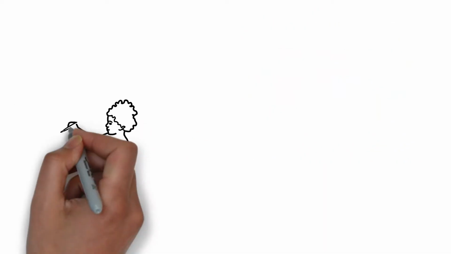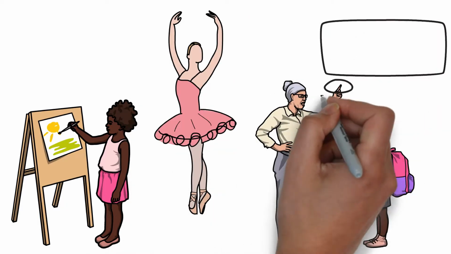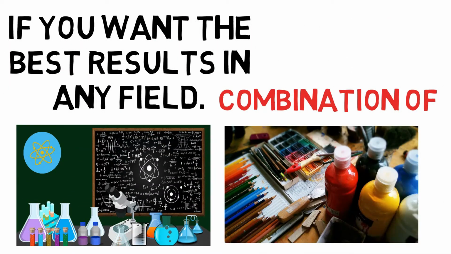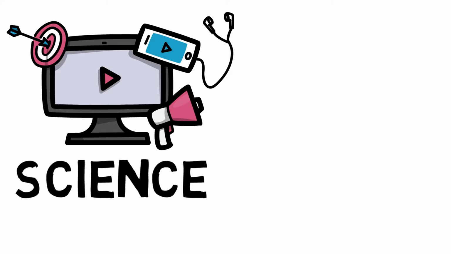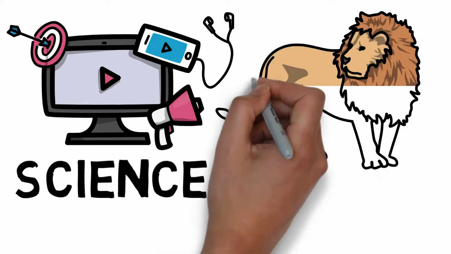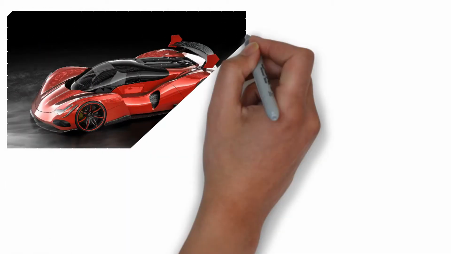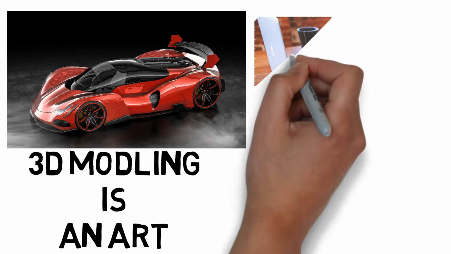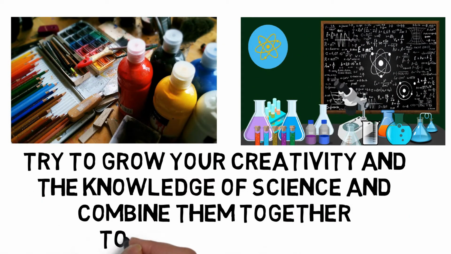If a child wants to learn drawing or dance, many parents scold their child that art is a useless thing and tell them to learn just science. Look, if you want the best result in any field, you need art and science. For example, you can watch any videos at any place you want. This is because of science. But what do you look at in videos? You look at animated things, and animation is an art. Another example is a 3D artist who makes 3D models. That is art. But the laptop or computer he is using to make 3D models is a machine made using science. So, try to grow your art and knowledge of science and combine them together to become a genius.